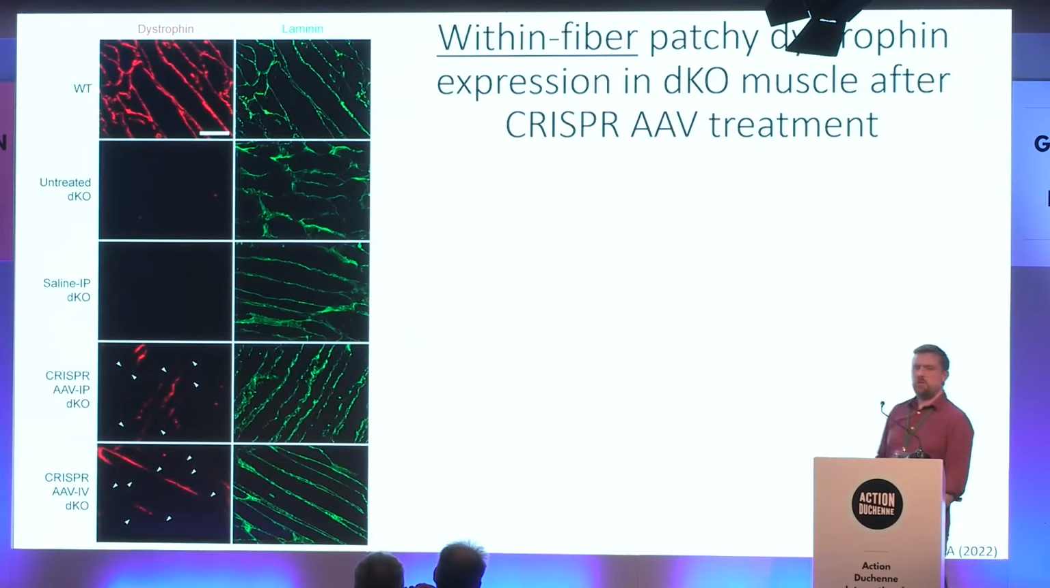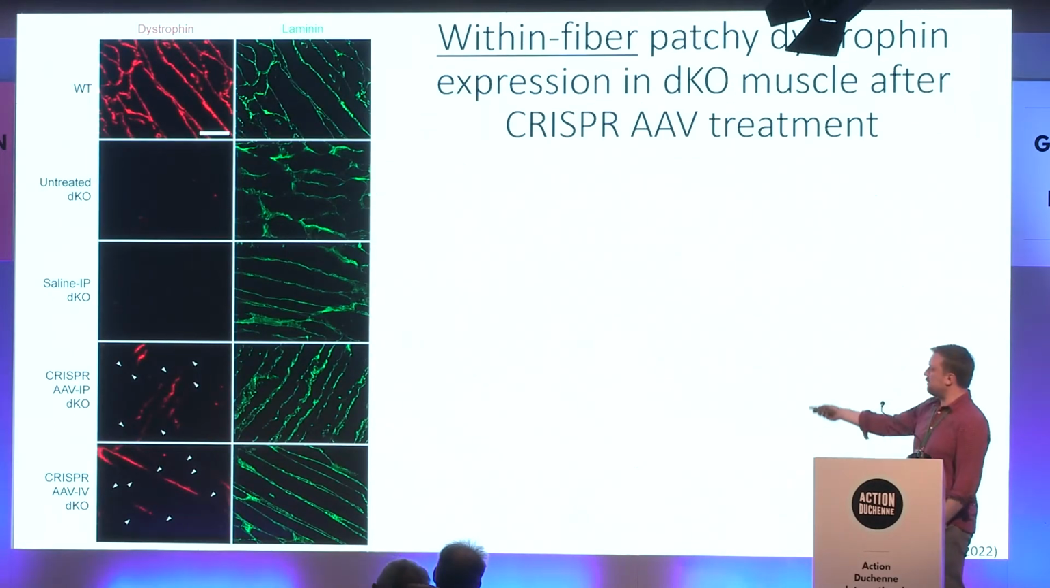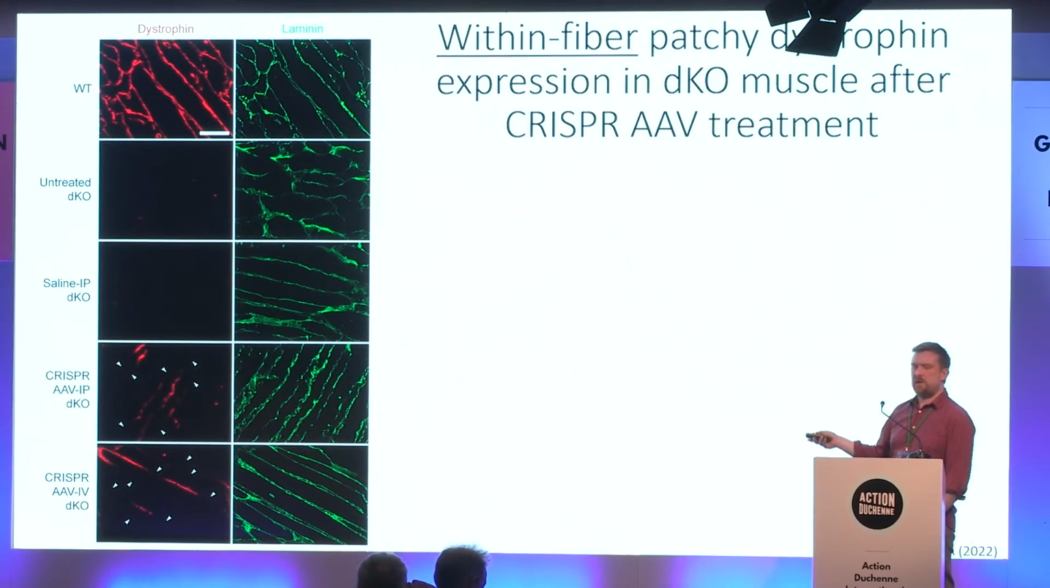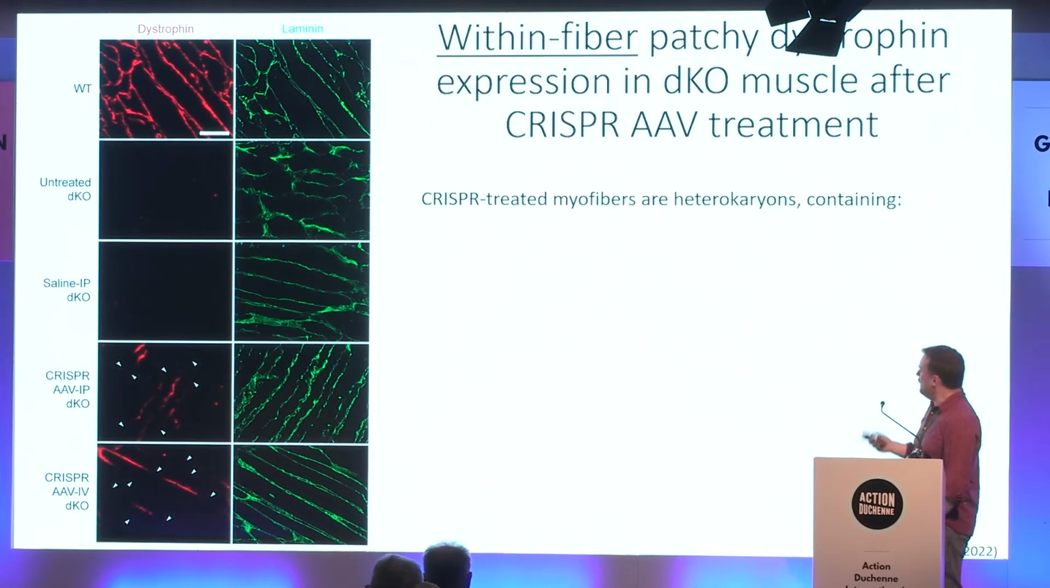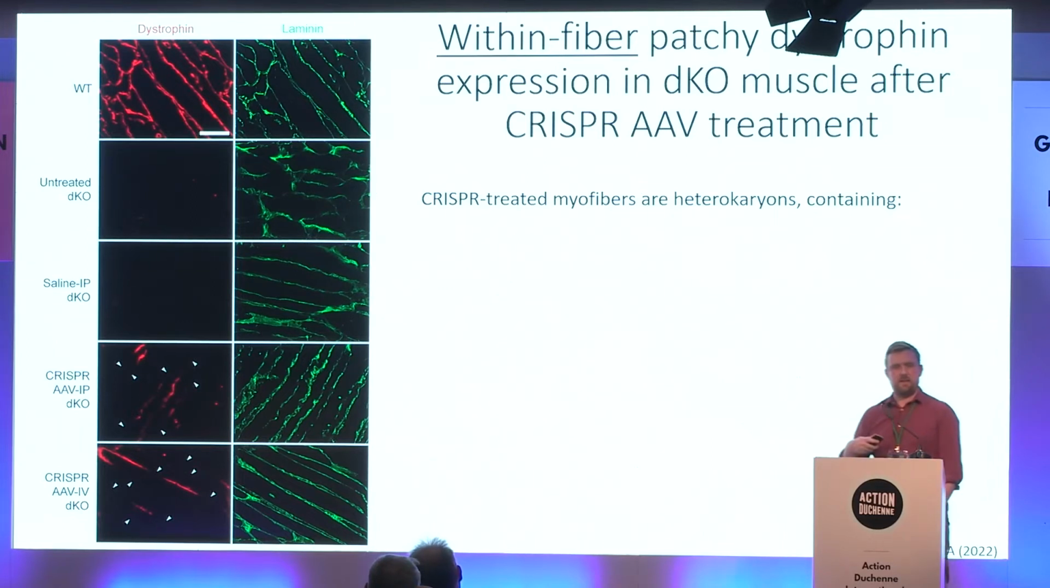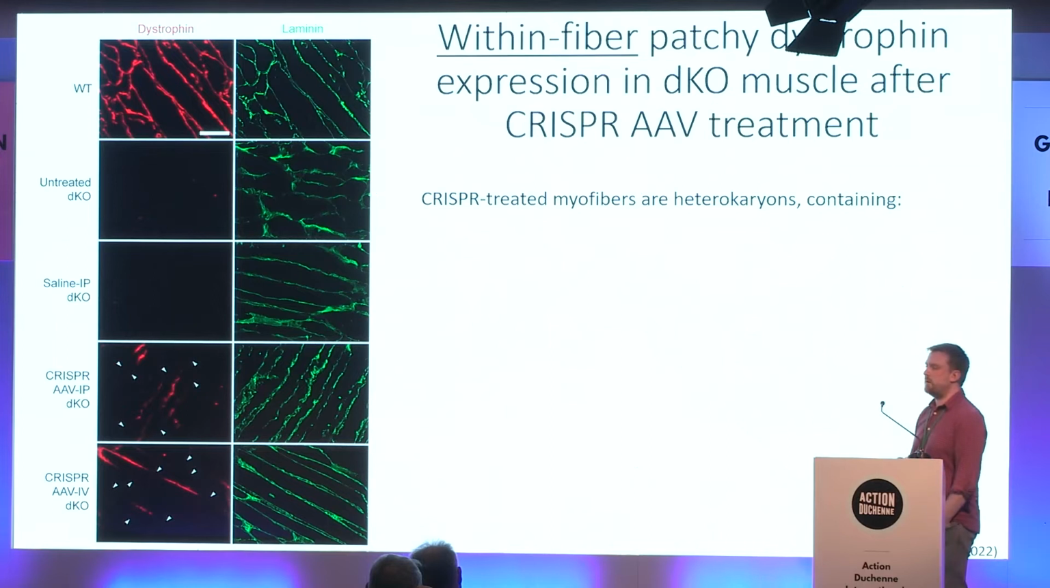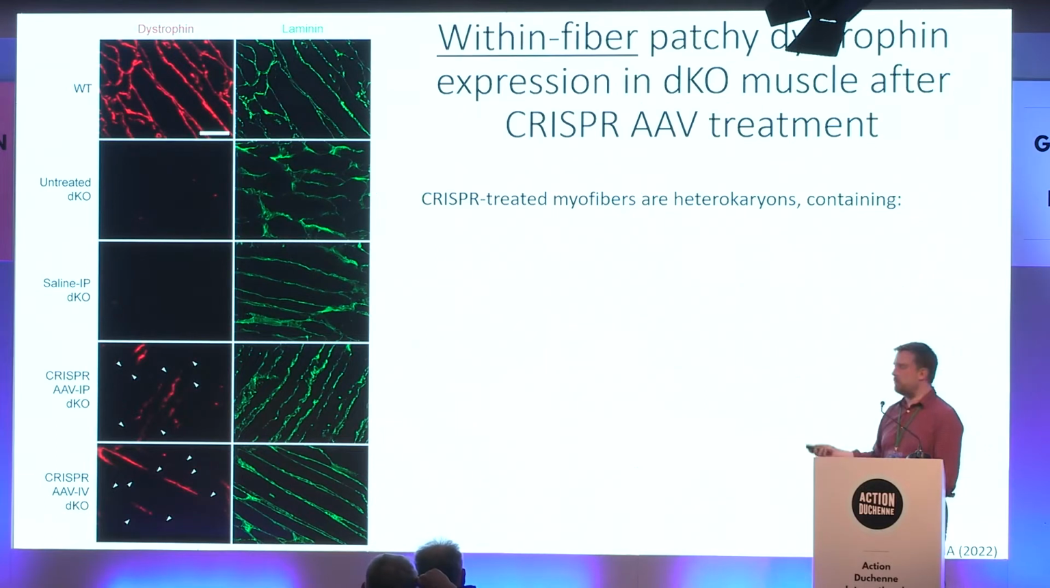So when we look at longitudinal sections from these animals, and these are the bottom two panels in this plot, you can really see that there's patchy dystrophin in these fibers. You have regions of dystrophin-positive membrane with dystrophin-negative regions directly adjacent. And the reason for this is that by using a CRISPR approach, we've essentially made what we call heterokaryons. And these are cells that contain different types of nuclei. And I propose that there are three kinds of nuclei in these treated myofibers.